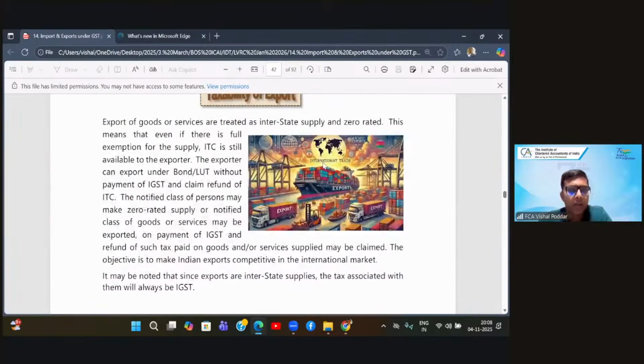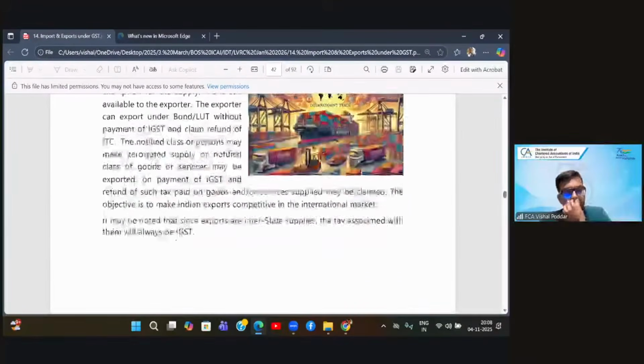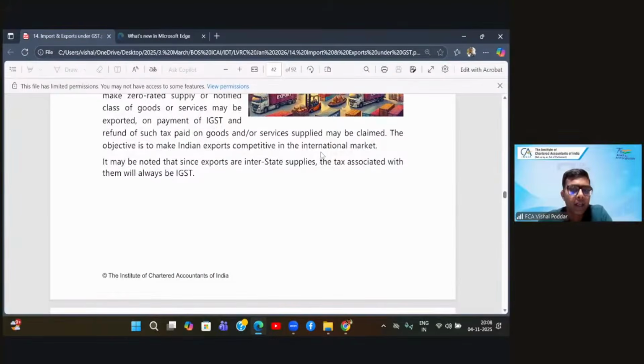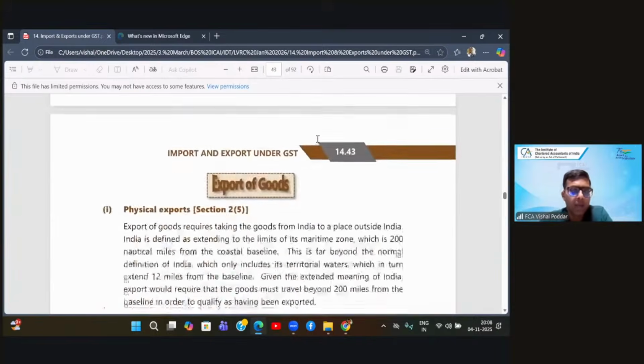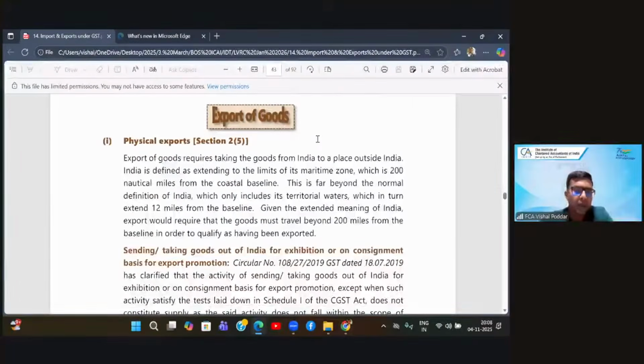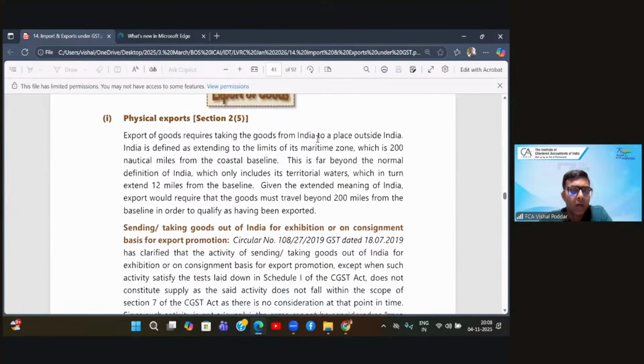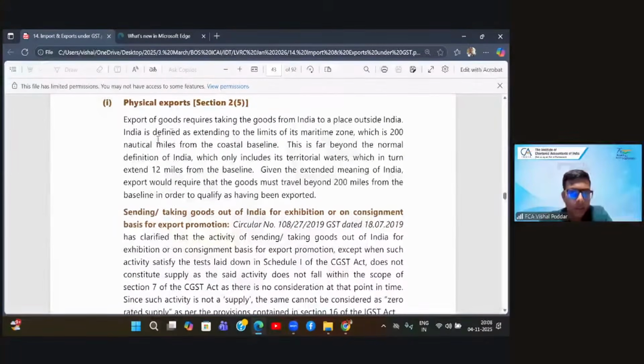Now, taxability of exports. So exports are treated as always interstate supplies. Hence, the tax wherever applicable will be IGST. Now, what is export we discussed in the definition. Export is defined to mean to take outside India. India is defined as extending to the limits of maritime zones, which is 200 nautical miles. This is far beyond the normal definition, which only includes territorial water, which in turn means 12 nautical miles.